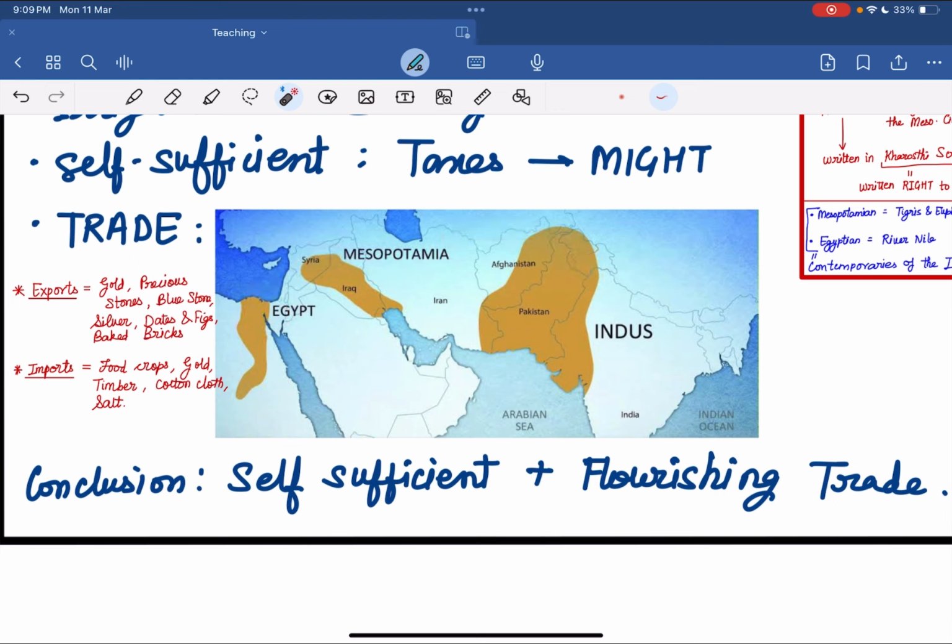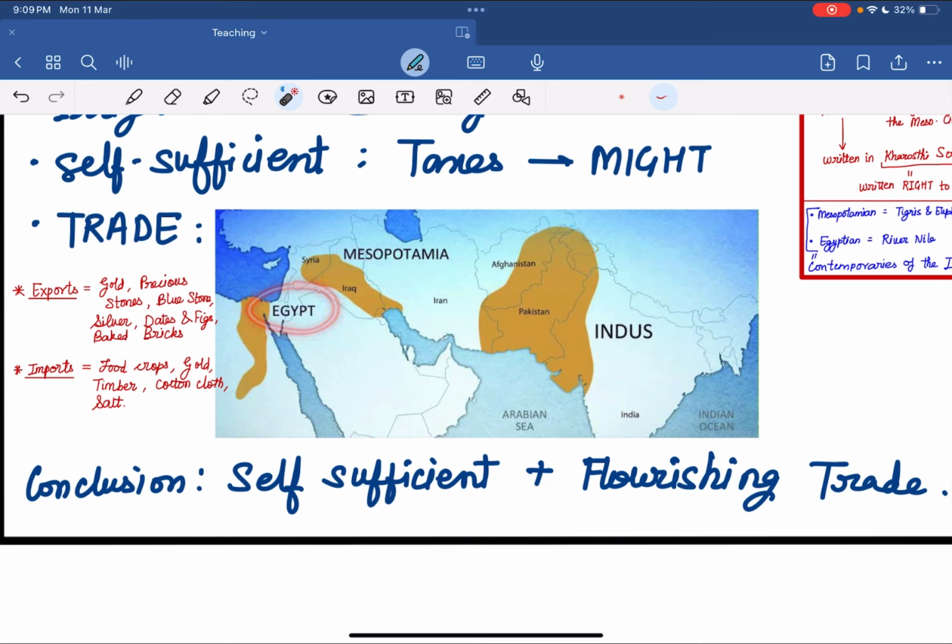हम क्या क्या इम्पोर्ट करते थे? They have also written. So what did we used to import? We used to import food crops. वो क्या क्या इम्पोर्ट करते थे? They used to import food crops, gold, timber, cotton cloth, salt. ये सब कुछ अवस्था में लिखा है, राइट? तो ये उनका POV है कि मेसोपोटामियन पीपल क्या क्या एक्सपोर्ट करते थे, मेसोपोटामियन पीपल क्या क्या इम्पोर्ट करते थे.